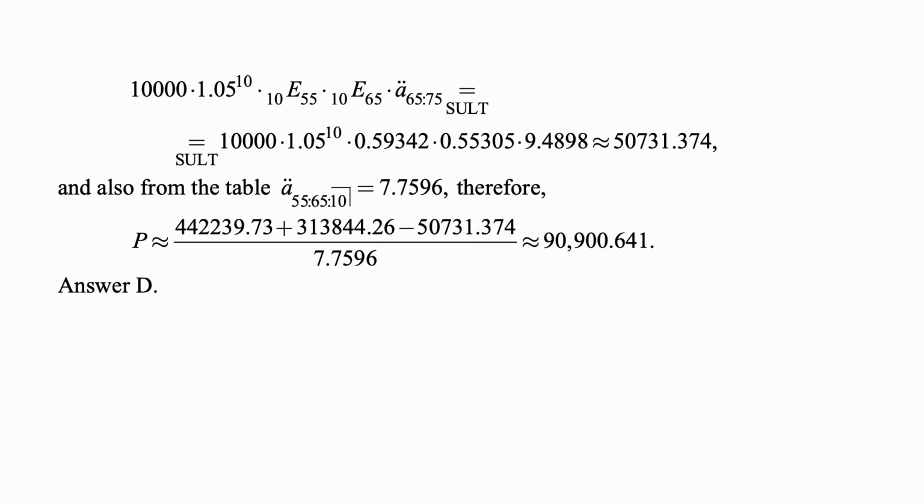Now we take all of these numbers that we just calculated together, plug them into the formula for P, and it's approximately equal, because all of these numbers that we get here are approximations, although I'm trying to be as precise as I can with those approximations. But nevertheless, we do this calculation, and this comes out to be about 90,900.641, which is answer D.